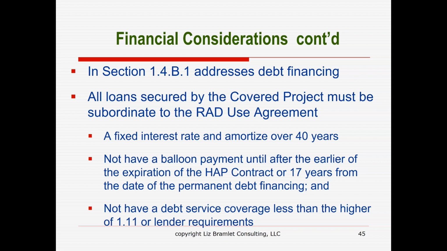Now, for your financing, it has to be a fixed interest rate, not a variable rate mortgage, and must amortize over 40 years. It cannot have a balloon payment until after the earlier of the expiration of a HAP contract or 17 years from the date of the permanent debt financing. And you must not have a debt service coverage of less than 1.11, or meet lender requirements. So in other words, your net operating income needs to be at least 11% greater than what your mortgage payment is going to be, because they want to make sure they have some protection from your NOI not being sufficient to meet your debt service requirements.